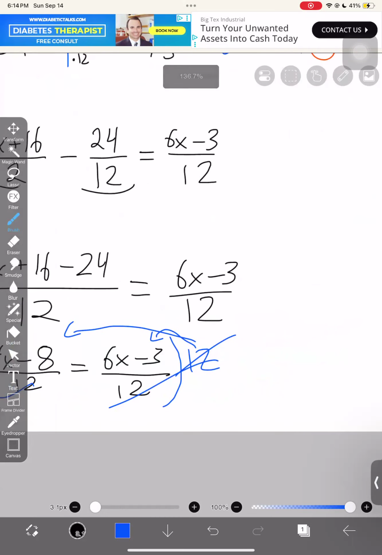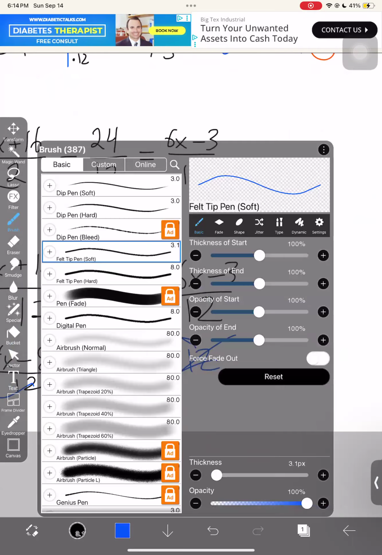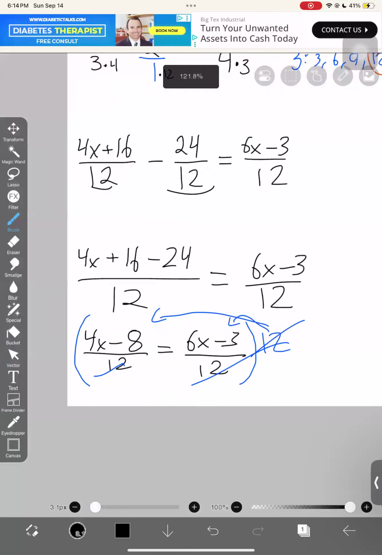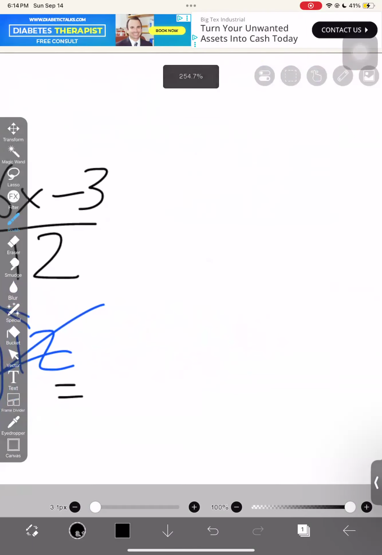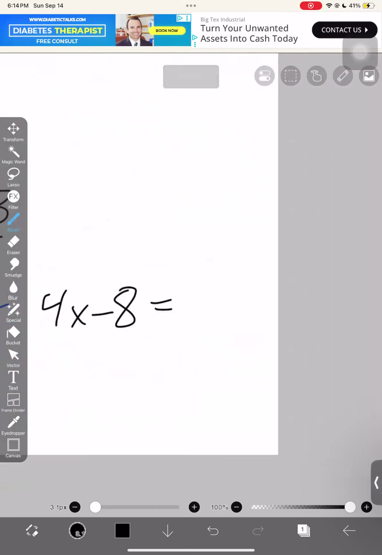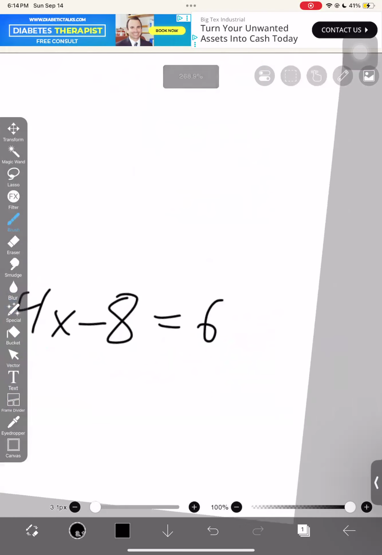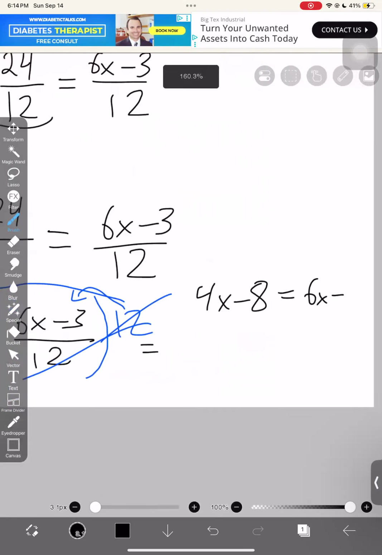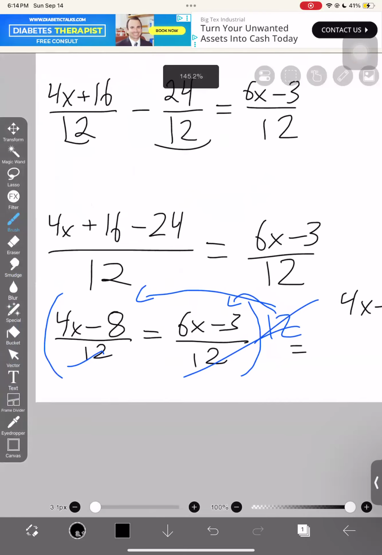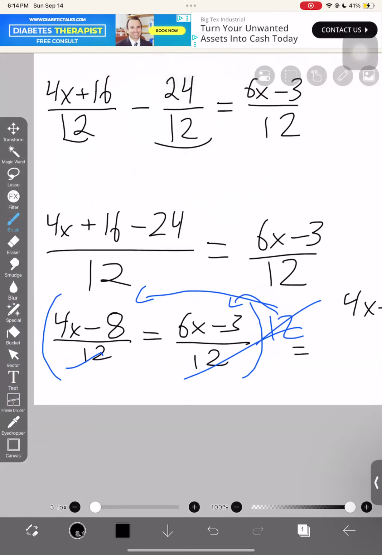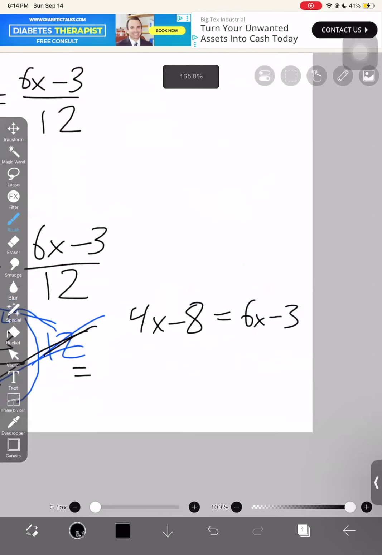And at the end of the day, we will have the following. Because it cancels out, it's going to equal 4x minus 8 is equal to 6x minus 3. All right, so all we really did here was, since we're dividing by 12, if I multiply by 12 on both sides, it cancels out the whole denominator. And now I'm just left with the numerator, which is way easier to work with.